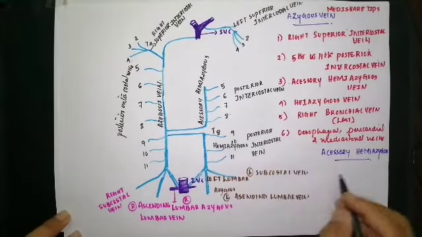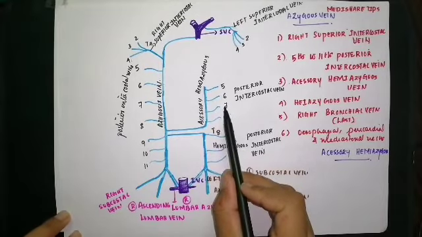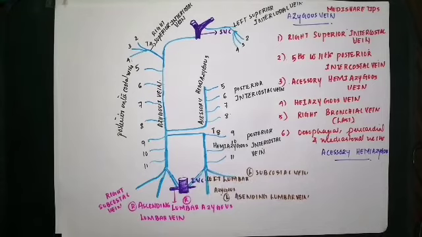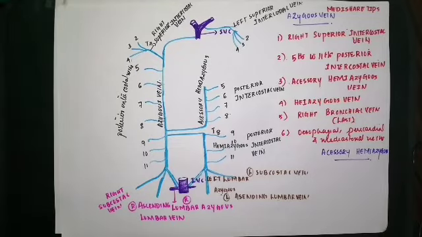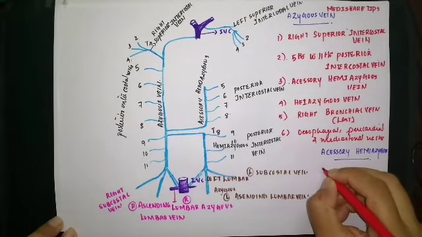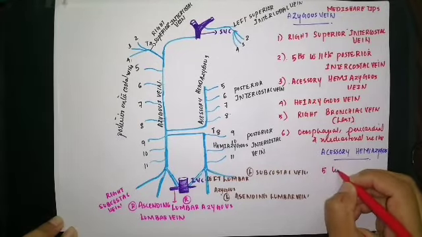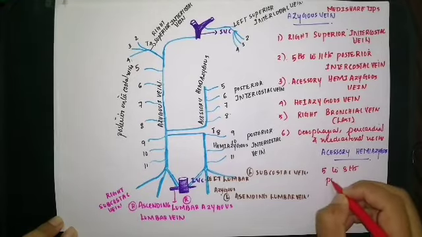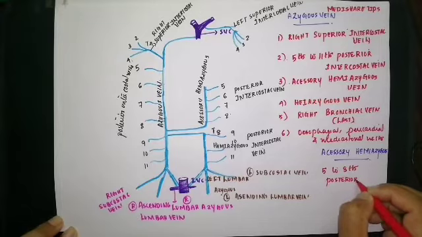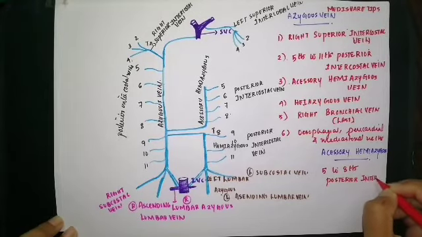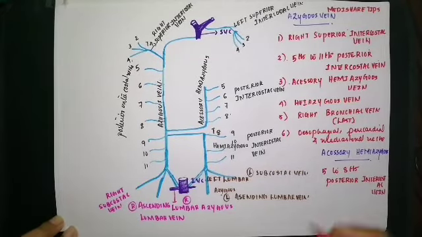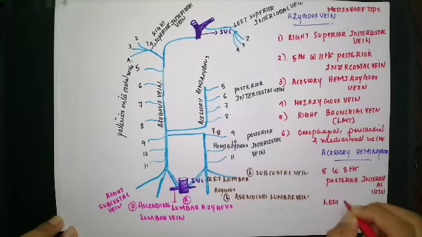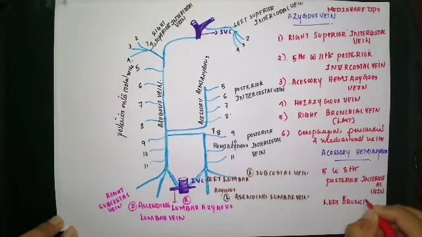So, which are the tributaries of the accessory hemiazygous? The fifth, sixth, seventh and eighth posterior intercostal veins are tributaries of the accessory hemiazygous. And sometimes the left bronchial vein.